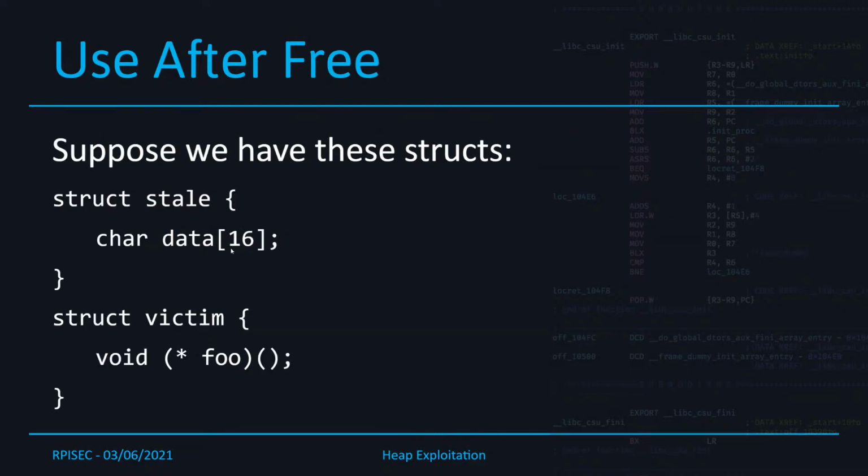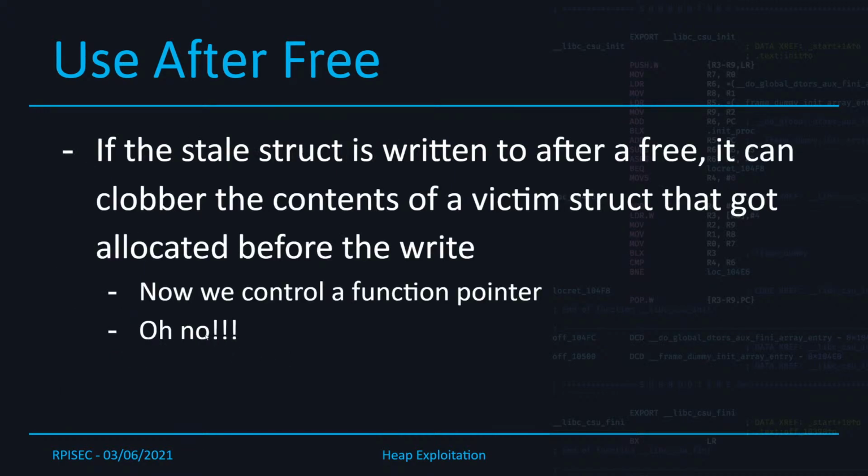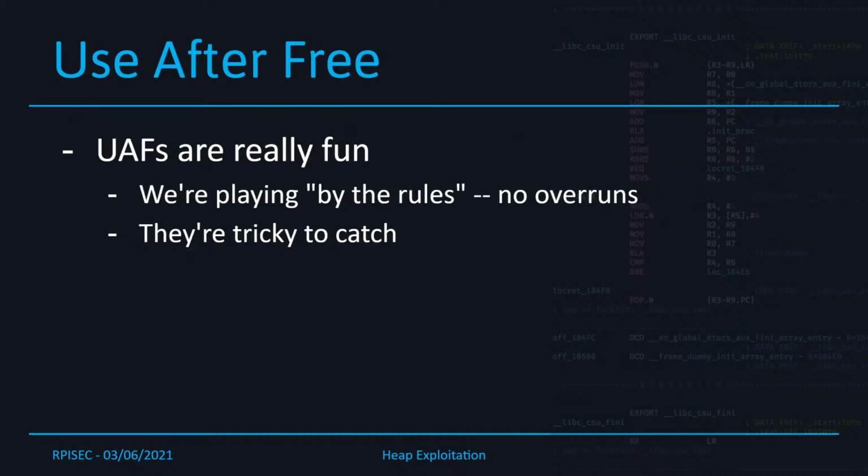So, as an example, suppose I had these two structs here. I had one that contains 16 bytes of data, and one that contains a function pointer. Well, if I write to that stale struct, I write to a pointer to that struct after we free it, it might wind up smashing something else. We take control of a function pointer, bad stuff happens. So use after frees are pretty fun. We're kind of playing by the rules here. And that can make it a little bit difficult to even find them in the first place.